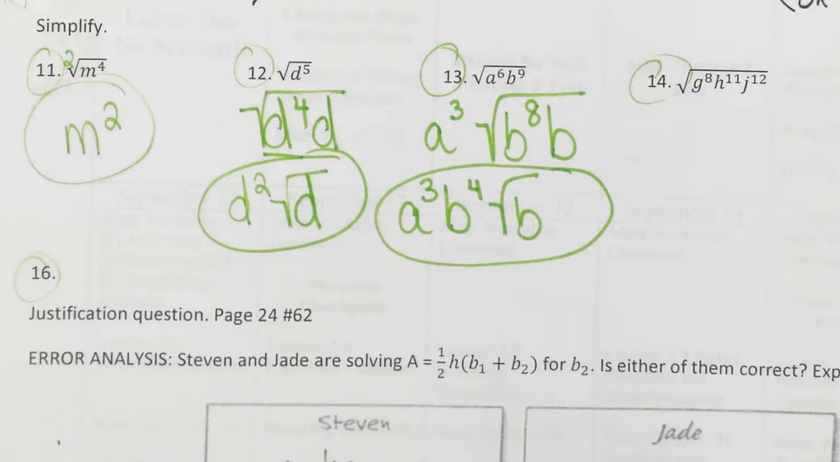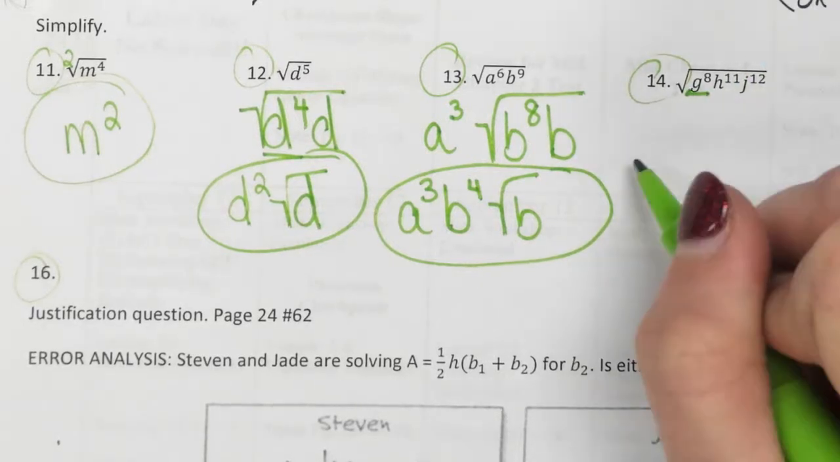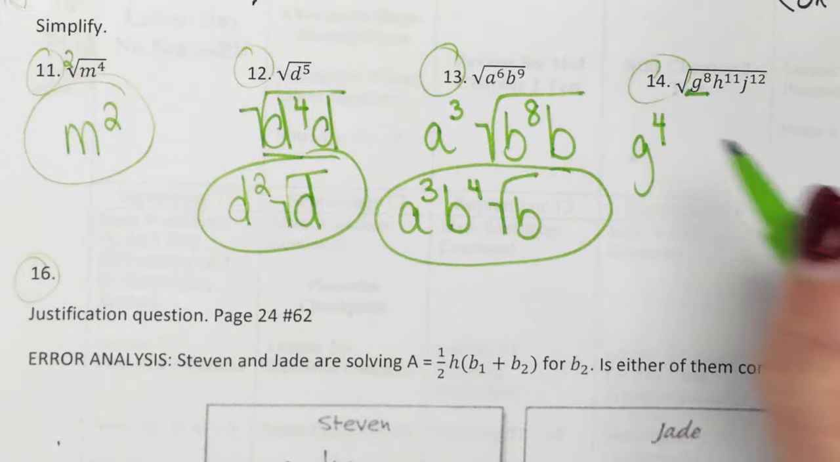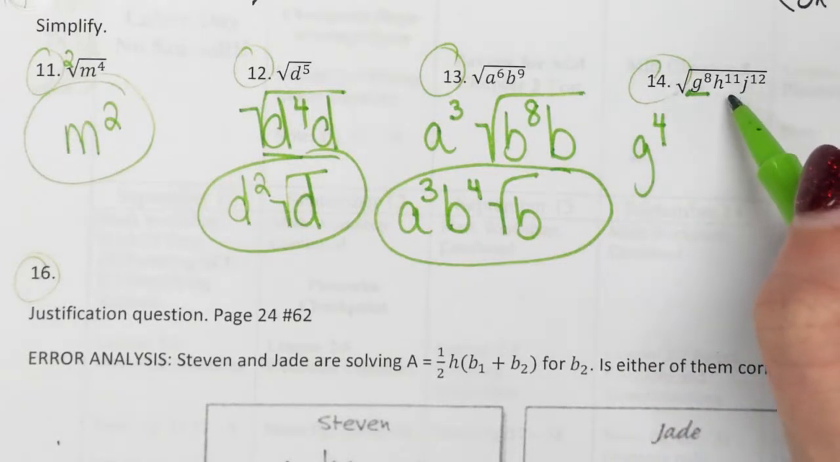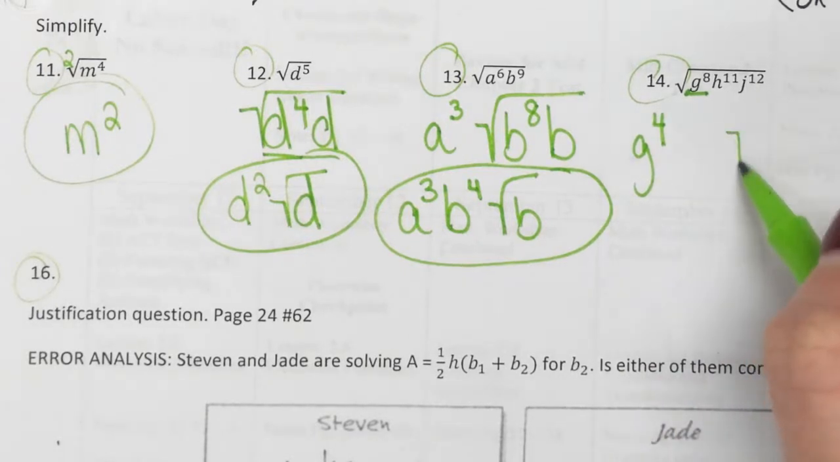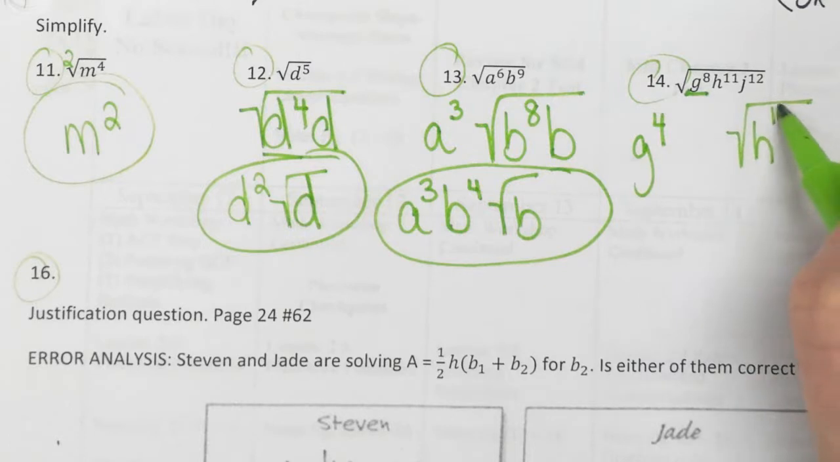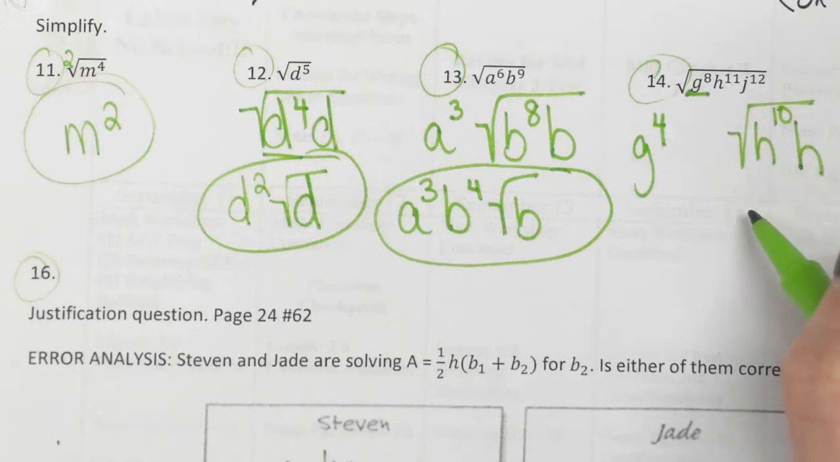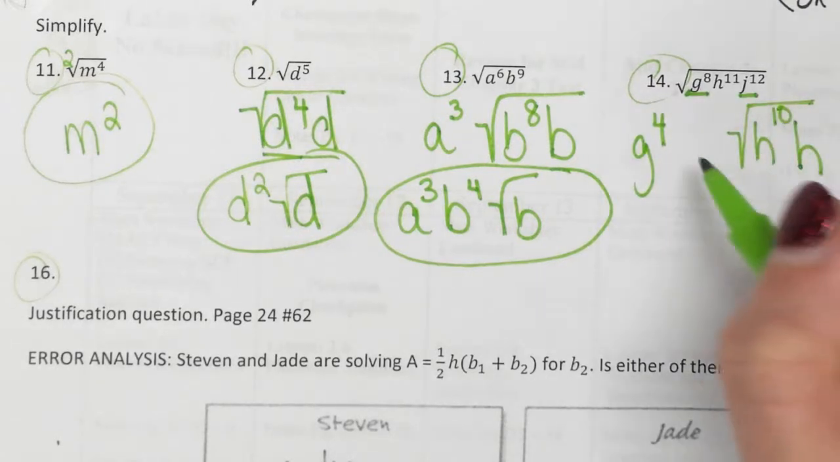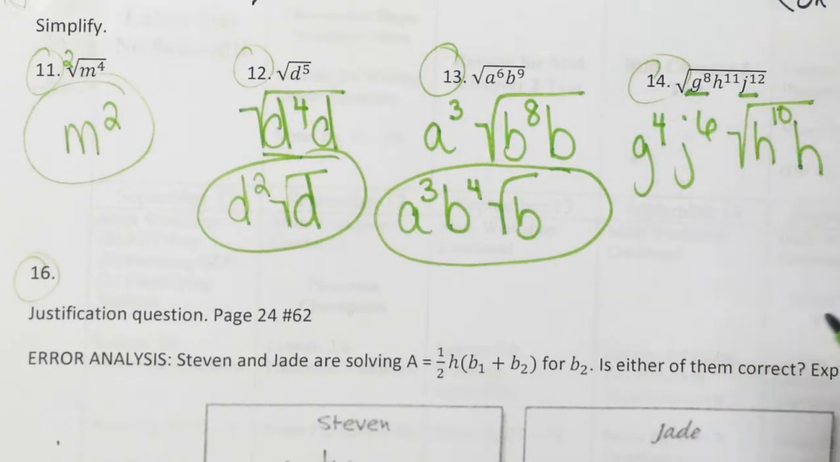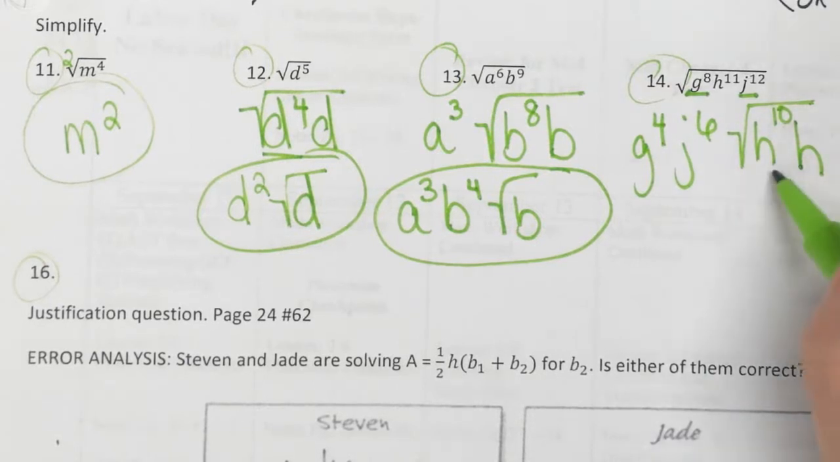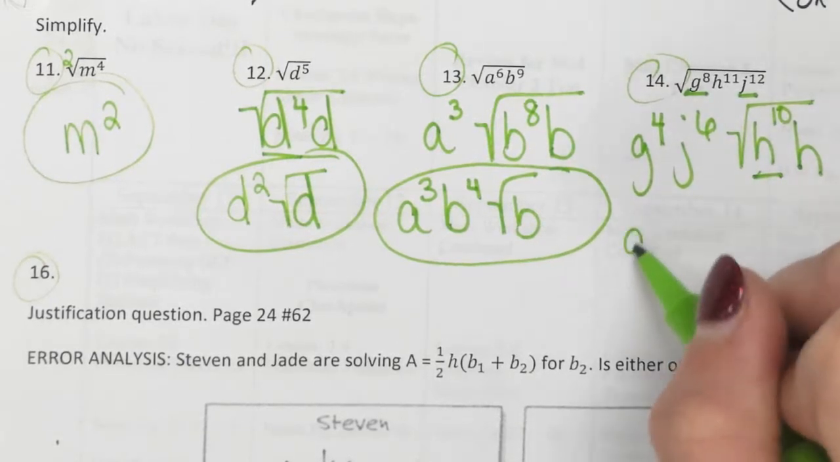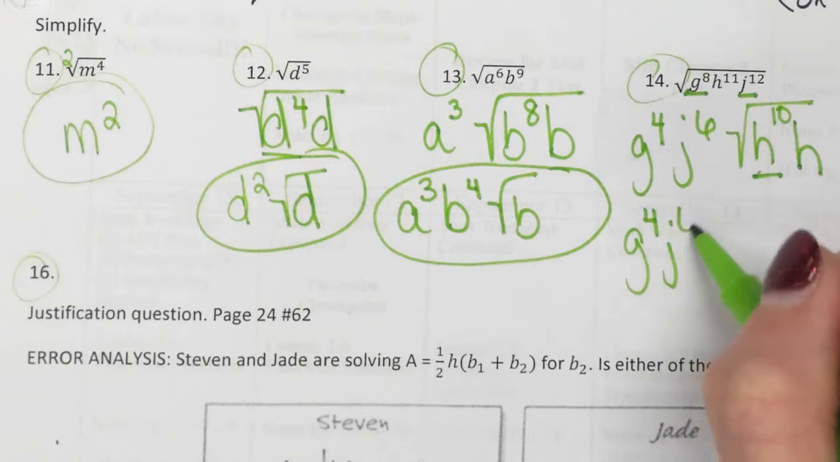Alright, 14. Here we go. So, can I take this one? Yep, G to the 4. What about the H to the 10? So it'd be H to the 5. One thing at a time. And then what about this guy? J to the 6. Are y'all okay so far? This gets to come out as H to the 5.